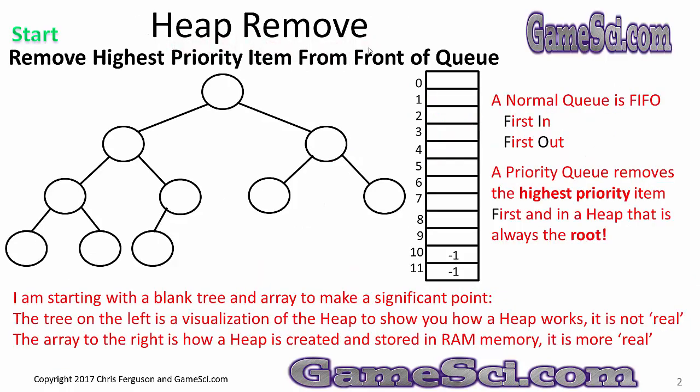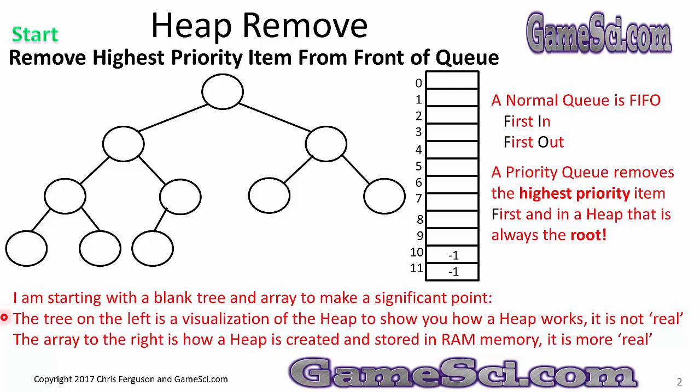Heap remove. Remove the highest priority item from the front of the queue. A normal queue is FIFO, first in, first out. A priority queue removes the highest priority item first, and in a heap, that is always the root. I'm starting with a blank tree in an array to make a significant point.